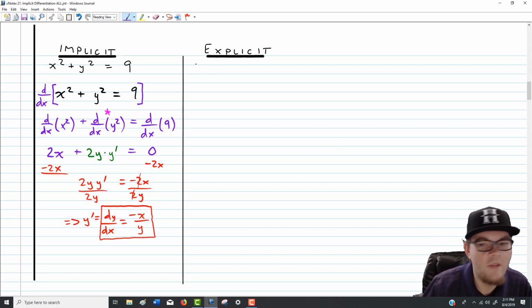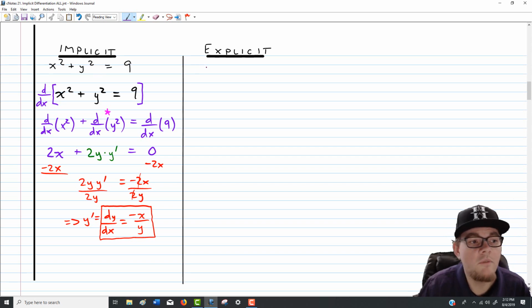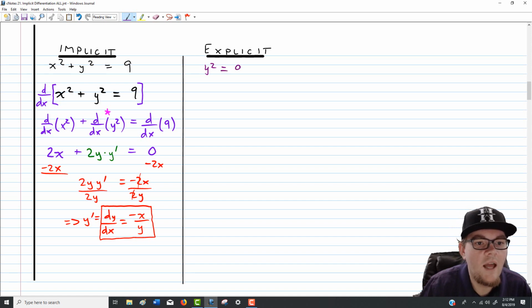So in order to do that, I first need to understand exactly how I would get an explicit relation out of this. Specifically, if I subtracted x squared from both sides, I'd have the relation y squared equals 9 minus x squared. And then from there, if we square root both sides, we'd end up with y being equal to plus or minus the square root of 9 minus x squared.